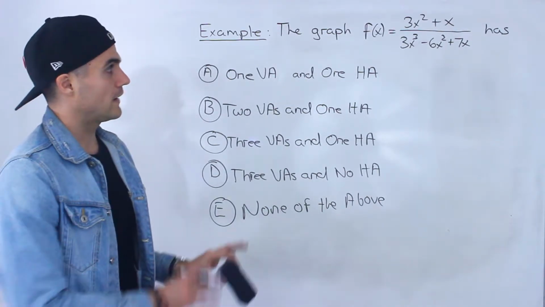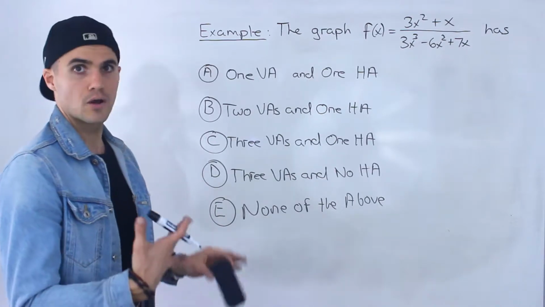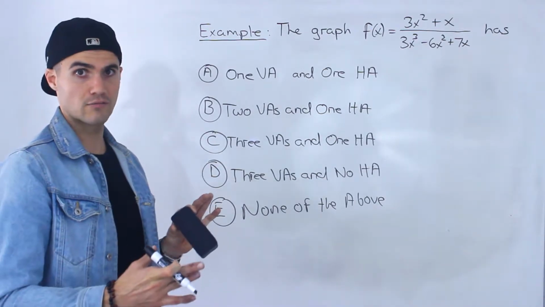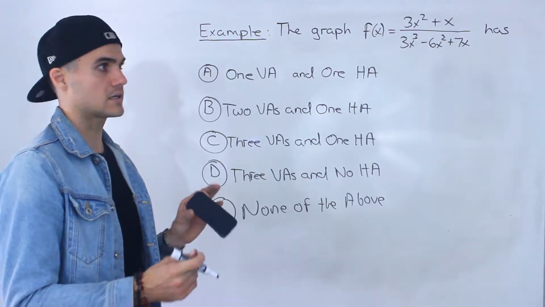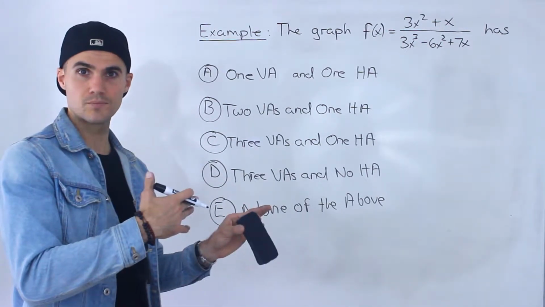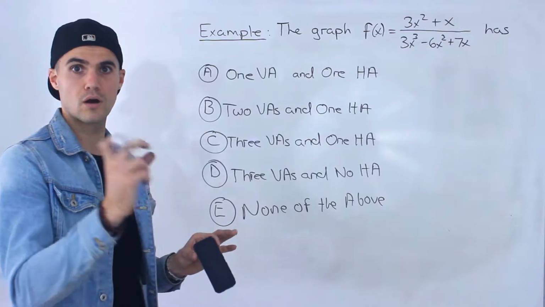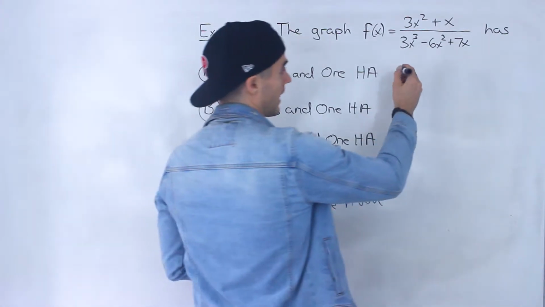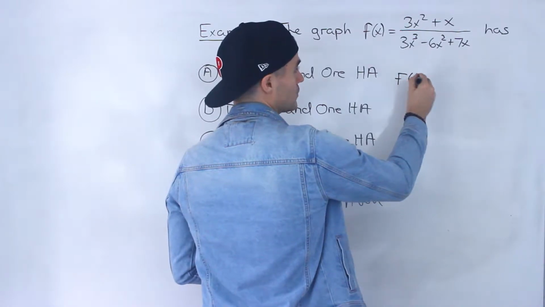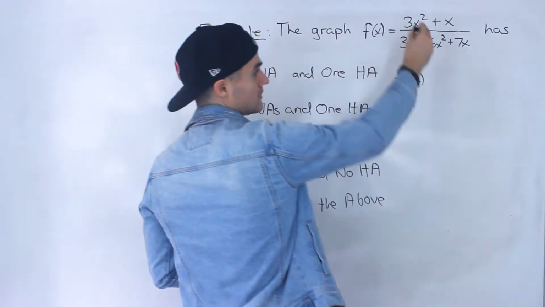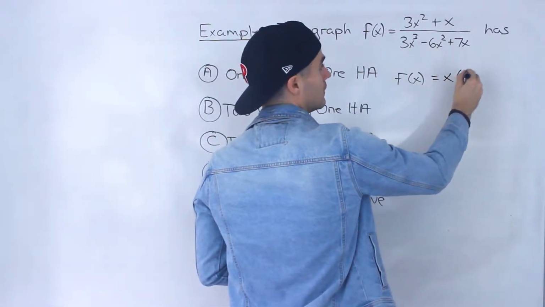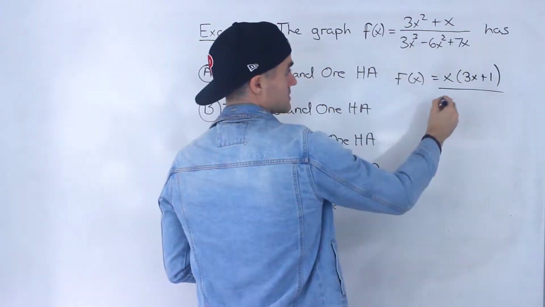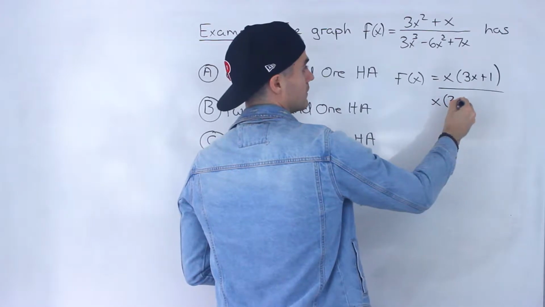So when I get a question like this, the first thing I always like to do with a rational function is try to factor everything if possible, because you never know if factors can cancel out, and that would give you a removable discontinuity or a hole. And notice that we can factor here. First off, we can factor out an x in the numerator. We could also factor out an x in the denominator.